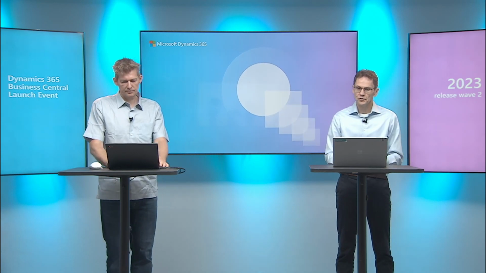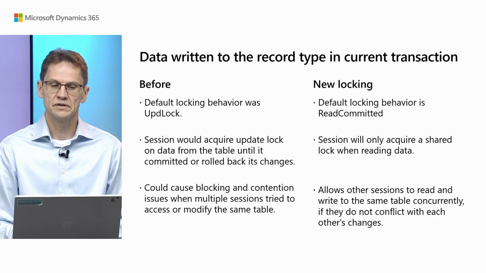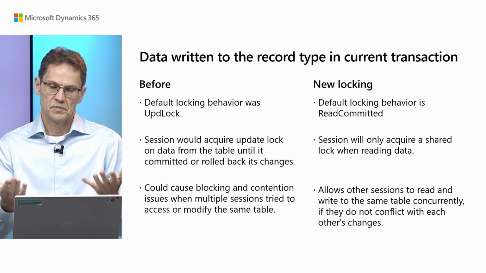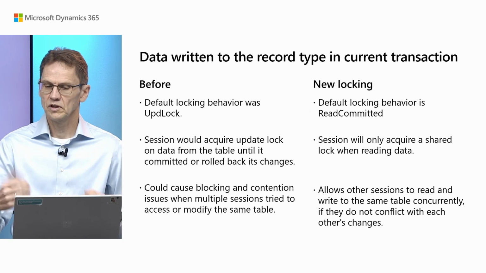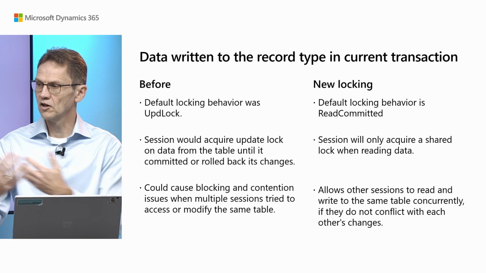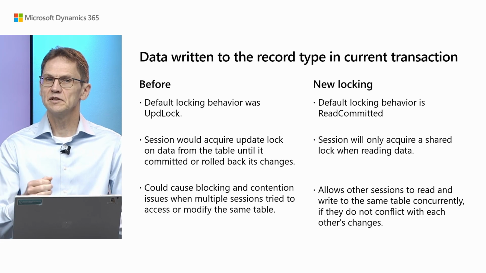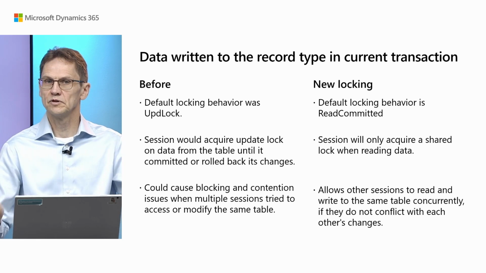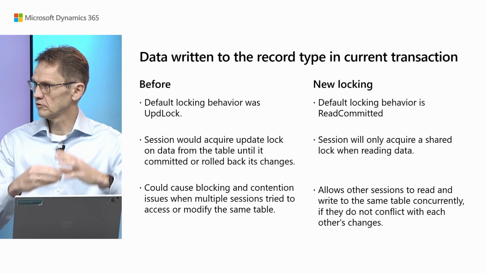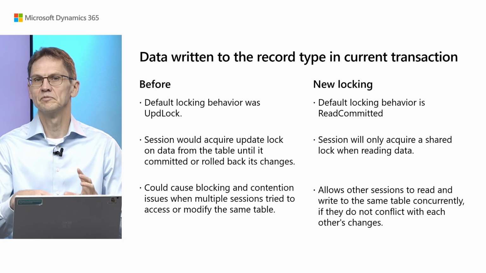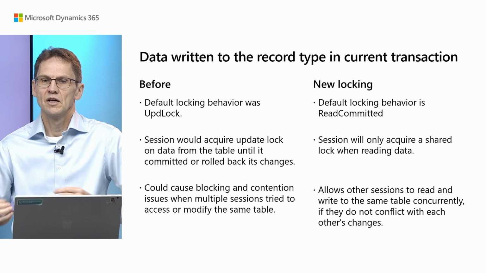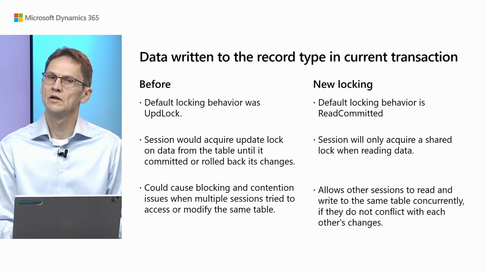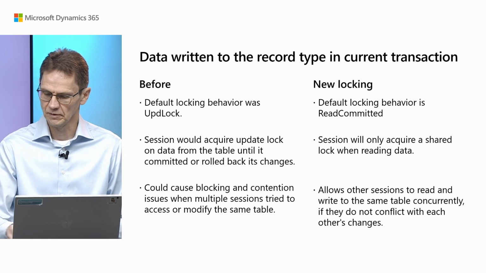And here is sort of a summary of the before and after situation. We talked about the update lock versus read committed, and basically the effect is now that you'll only acquire shared locks when reading other data from that table, and that means that you can read other data from that table and other sessions can do the same. Now the record that you're actually modifying will basically be just as locked as before, but sort of the inadvertent locking of other records is now not happening when you enable this new locking schema.